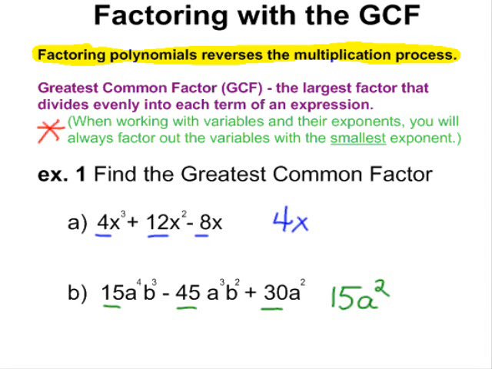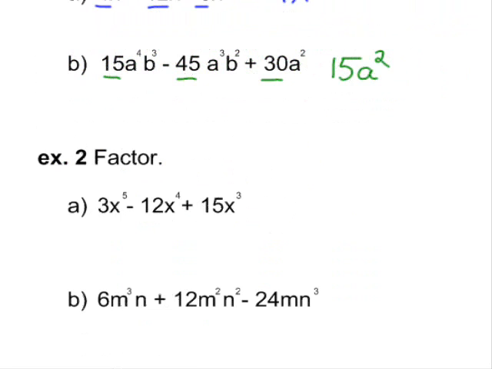Let's take a look at example 2. We are still going to be looking for the GCF, but this time we're going to also be writing what's left over. So let's take a look at our coefficients here. We've got 3, 12, and 15. The largest factor for those three would be 3. Now they all have an x, so we're also going to be using x in our GCF, and the smallest x exponent is 3.